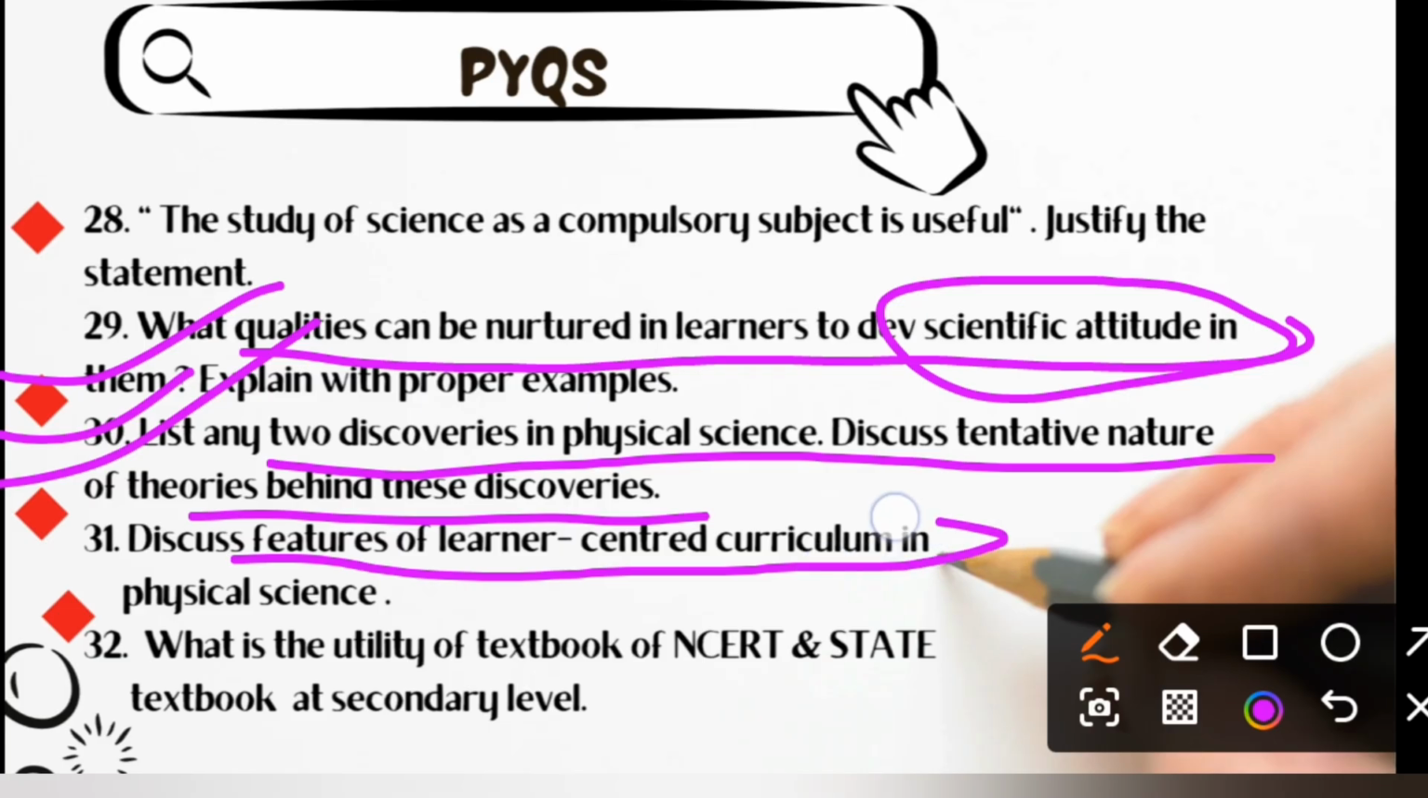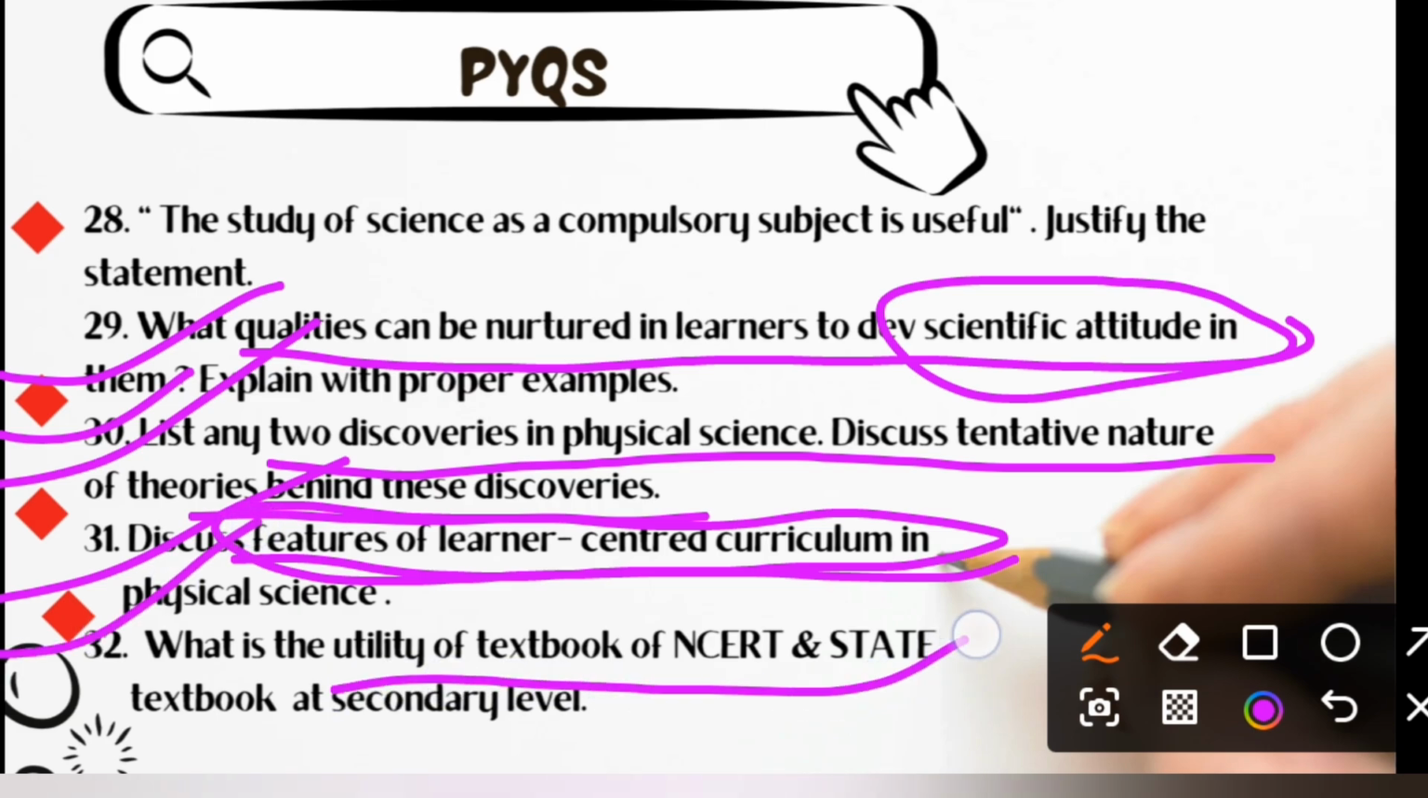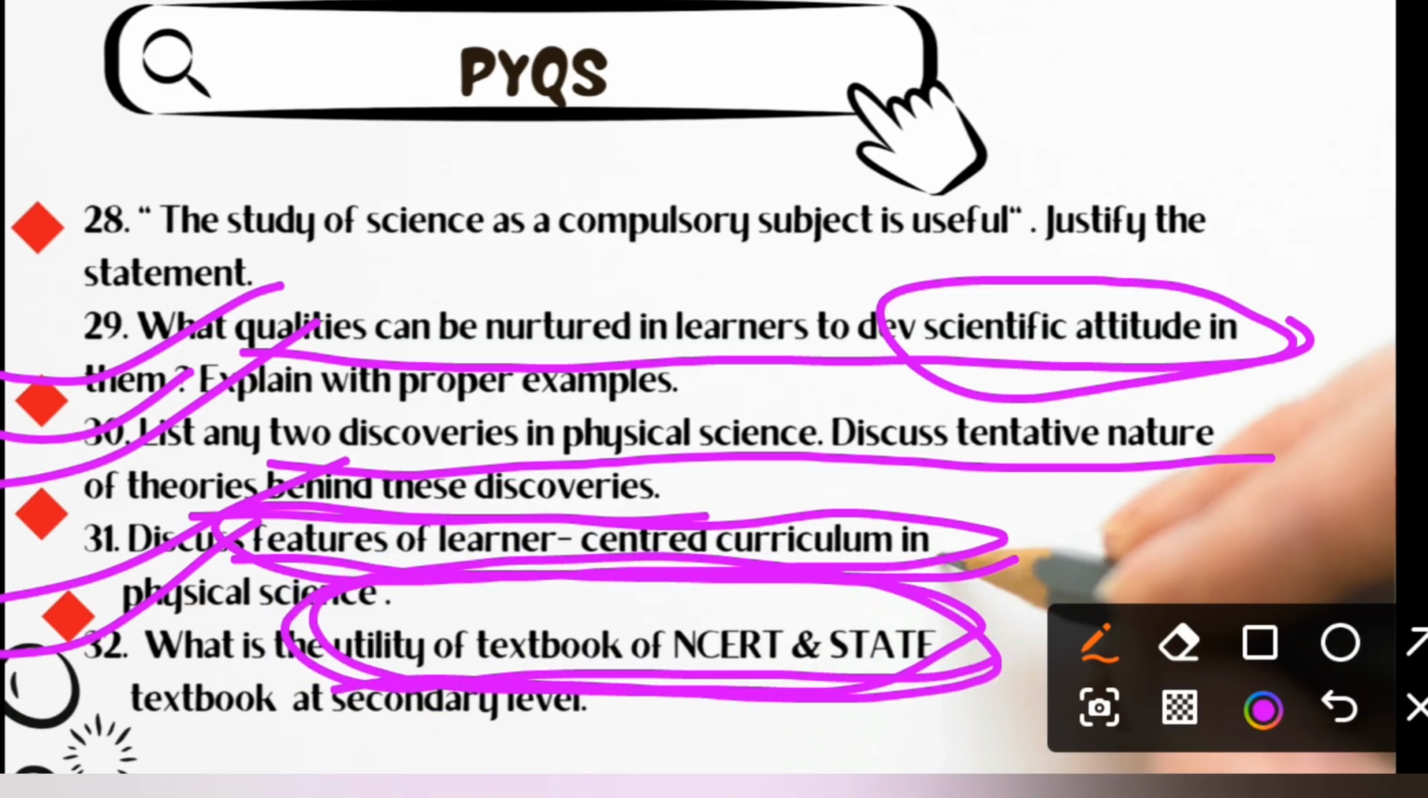Moving toward question number 31, that is, discuss features of learner centered curriculum in physical science. It is a must question in any pedagogy that you have to be learner centered. So you have to explain learner centered, the features of learner centered pedagogy. Toward question number 32, what is the utility of the NCERT textbook and a state textbook at a standard level? Basically, this question is about the utility, characteristics or objectives of a textbook, whatever you can say.